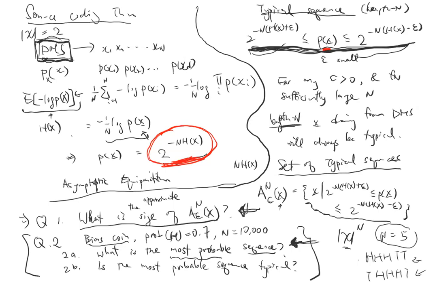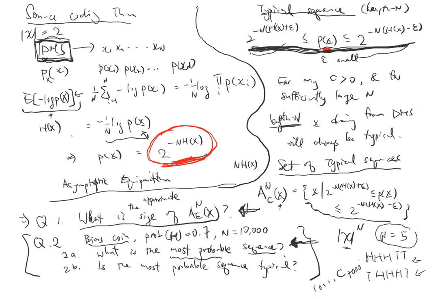I think at least one of you addressed it correctly. The typical sequence will have approximately 70% heads, about 7,000 heads and 3,000 tails. There will be lots of them, about 10,000 choose 7,000, so many of them. When you combine all of these together, the probability is very high, almost one. Even though these sequences do not have the highest probability, they are the typical ones. Whenever you pull from that source, you always get those sequences. Okay, I guess this makes things clear.